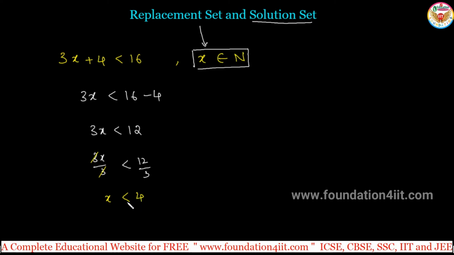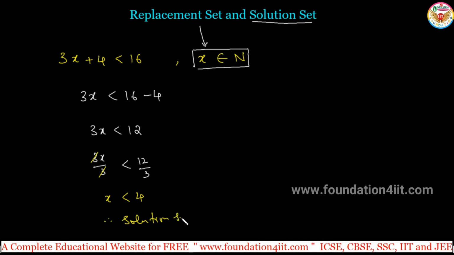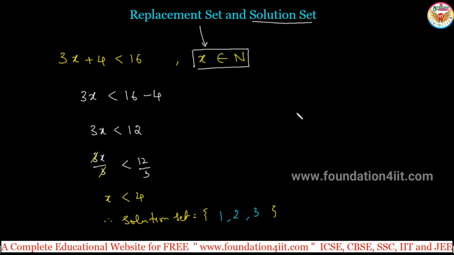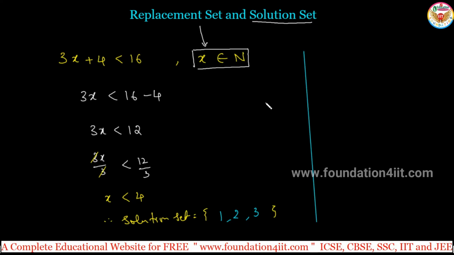Okay. Since the replacement set is the natural numbers, therefore for the solution set we should choose the numbers only from the natural numbers. x is less than 4. Less than 4 is only 3, 2, 1. 0 should not be included, because 0 does not belong to natural numbers. So the solution set is chosen from the given replacement set. Right, let us have one more question. The x condition is given, so based on that we can take. And one more.